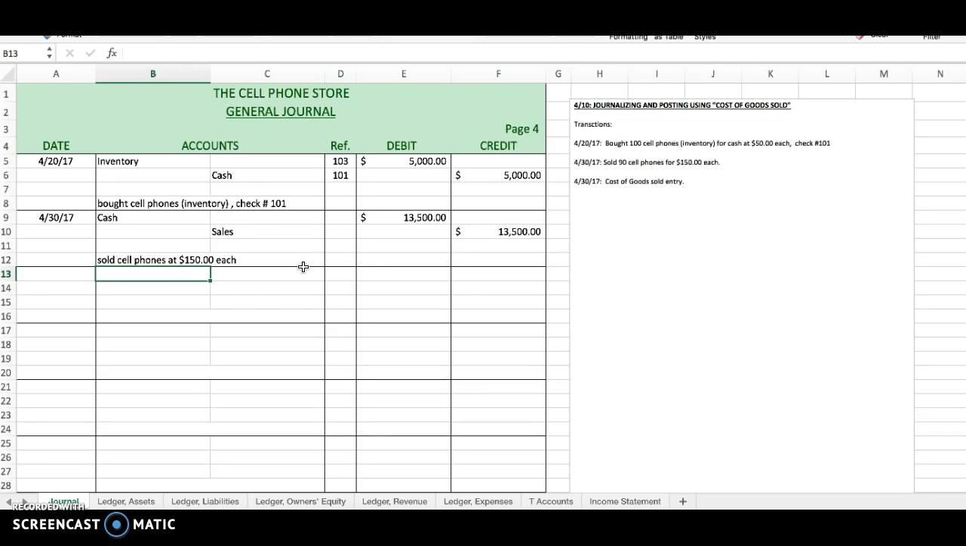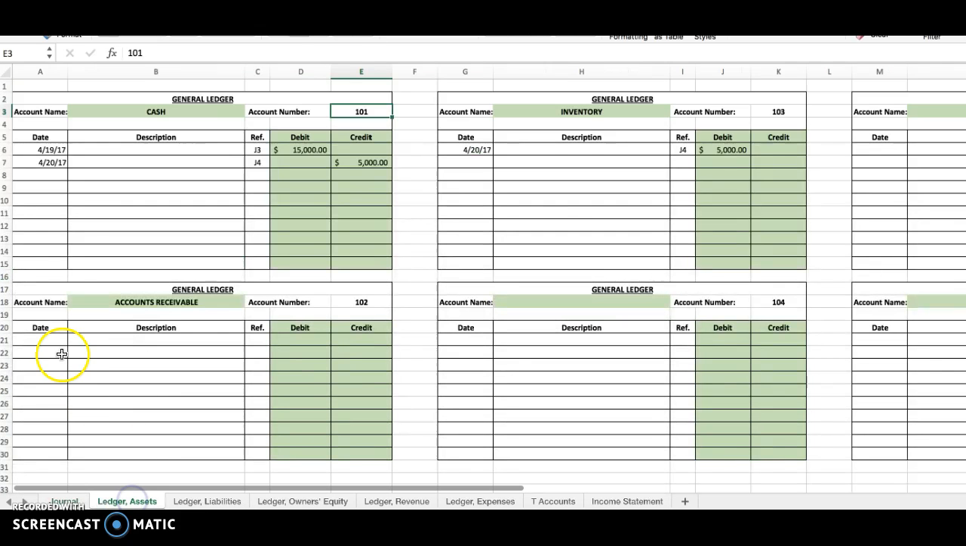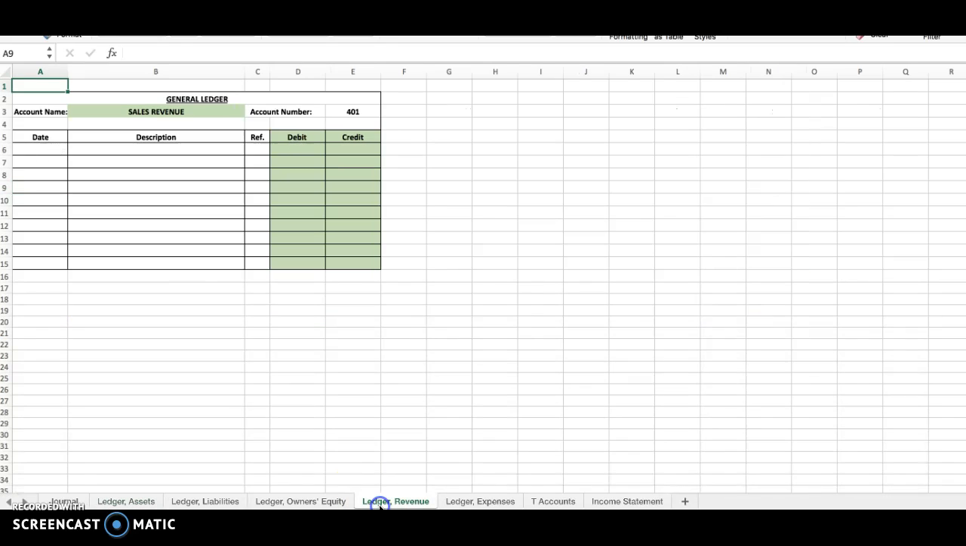Okay, so there's the two entries, and those are fairly common. So let's go back now and post those to the ledger. We go to cash. Now cash on April 30th is debited. Journal page 4 is debited by 13,500. It went up.